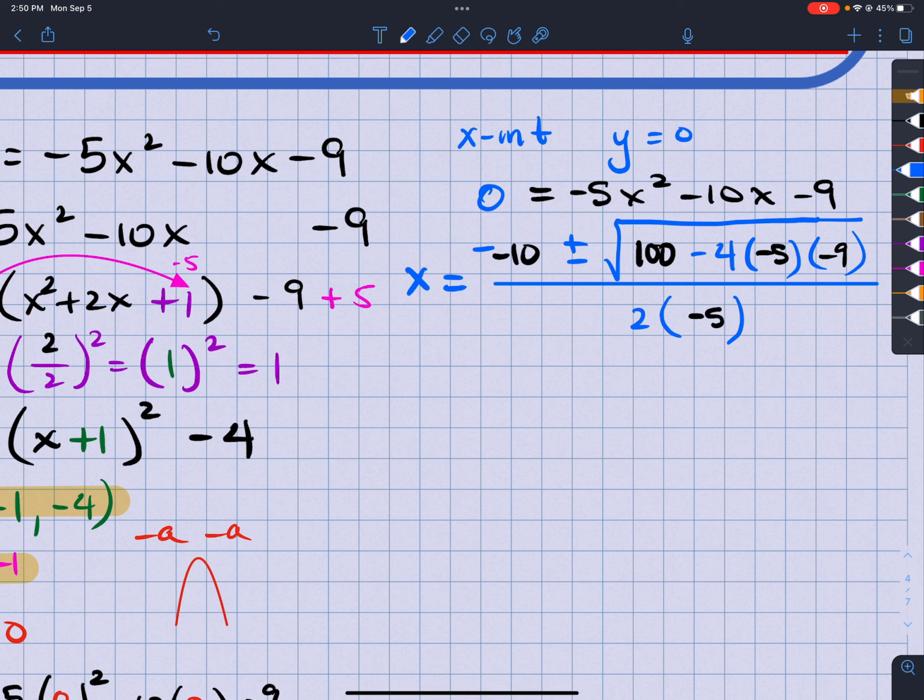There we go. All right, so that means I have x equals 10 plus or minus the square root of, what does that give me? 100 minus 4 times -5 times -9. I get the square root of -80 all over -10. Uh-oh. What does this tell me?